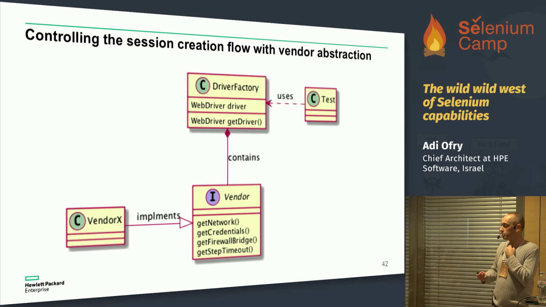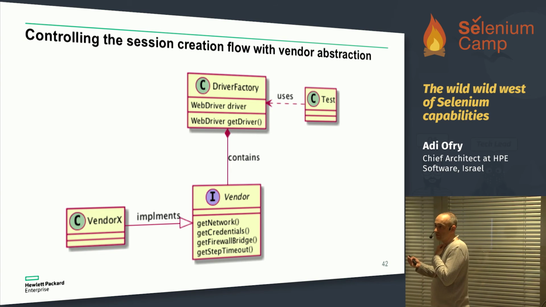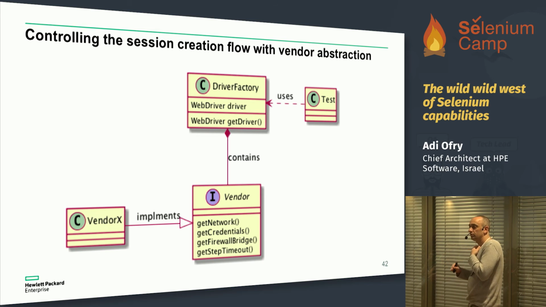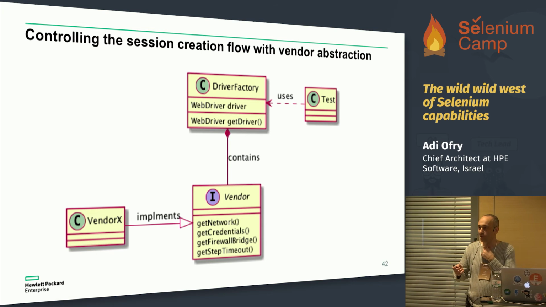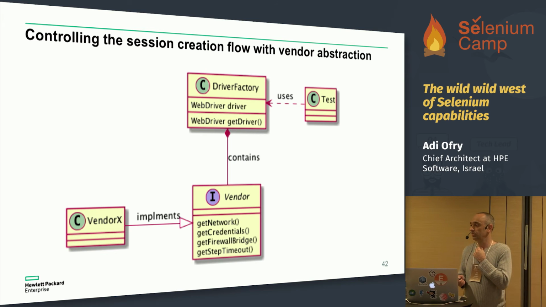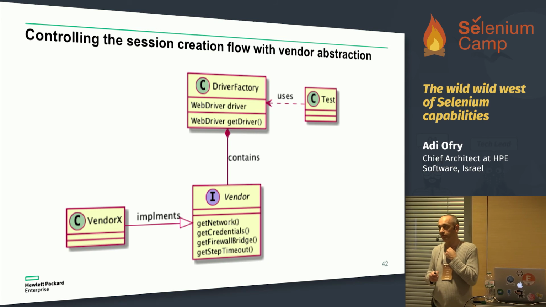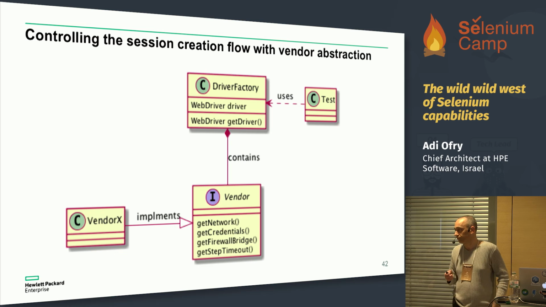Its internal implementation can use a vendor, which is an interface, which implements all of the things we talked about before, right? Networking, credentials, bridge, timeouts, okay? Later on, when you switch vendor, you can have just a simple implementation of the same thing with another vendor, which could be you yourself when you use a local lab.